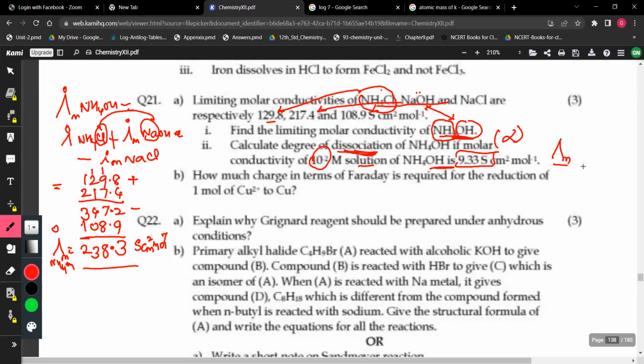So lambda m by lambda naught m is alpha. So what is lambda m? 9.33. What is lambda naught m? 238.3. You divide, what do you get? 9.33 divided by 238.3. 0.039 is coming. 0.0392 is the alpha value. Alpha is nothing but the degree of dissociation.